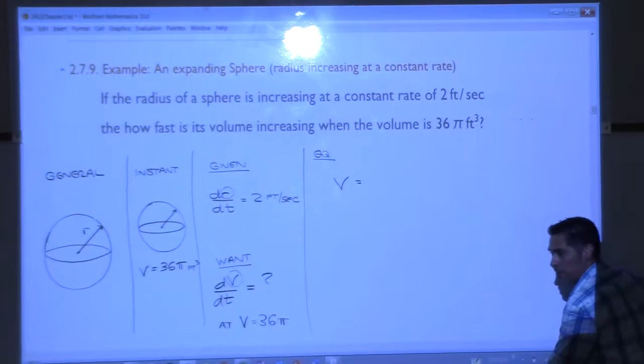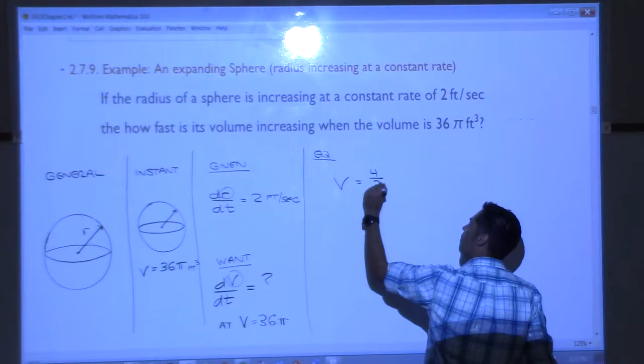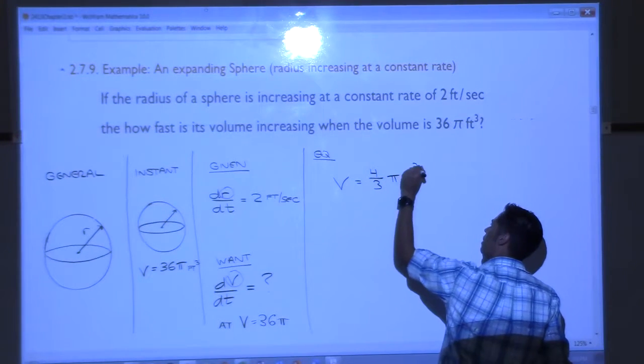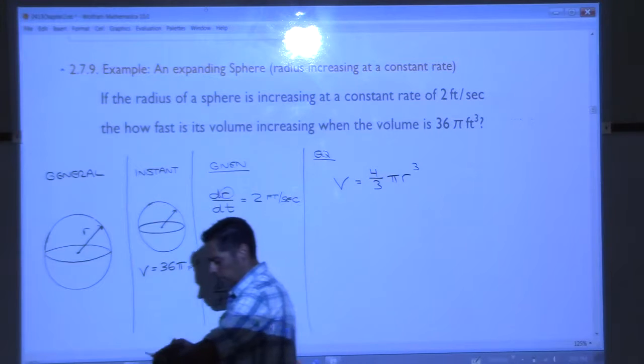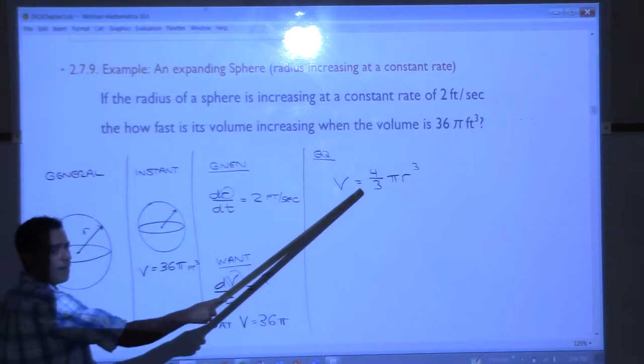Anyone have it? 4/3 pi r cubed. Now where'd you get that from? The sheet you told us to download. That's your formula sheets, right? The formula sheets have formulas for spheres and cones and cylinders. So that is something you would have to reference if you didn't know it.